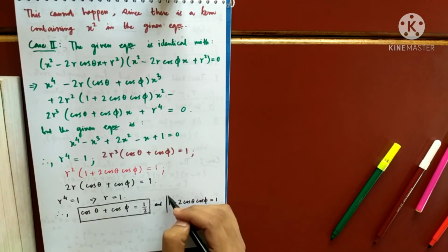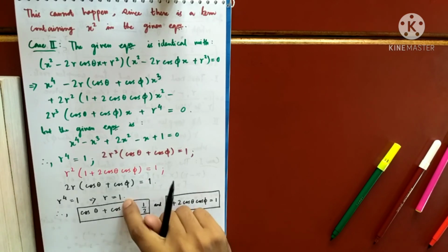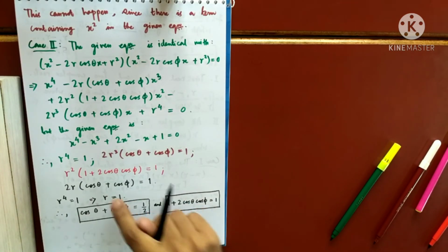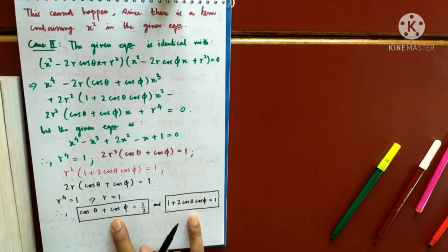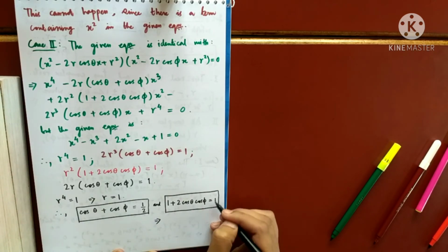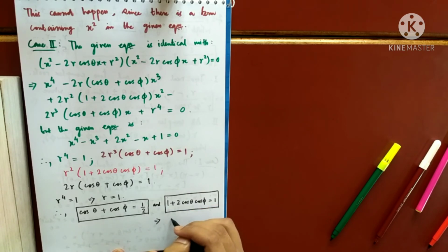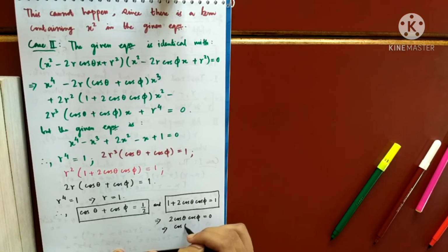So using these two equations, I have to solve for theta and phi, right? Because r is 1, this is not giving us any new equation. Using these two, we'll solve for theta and phi. Very quickly, let's do it. It will not take much time, maybe 2-3 more minutes. 1 and 1 get cancelled. I am getting 2 cos theta cos phi equals 0, and so cos theta cos phi equals 0.